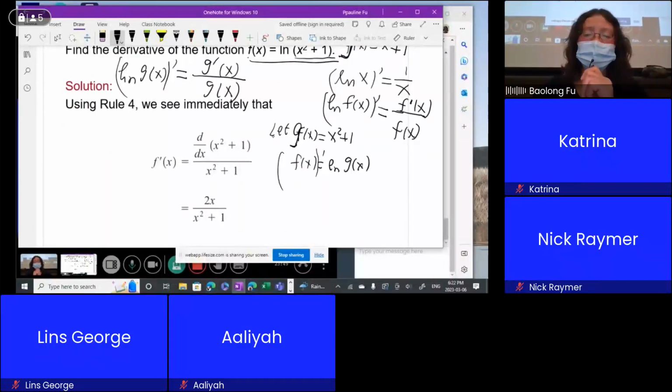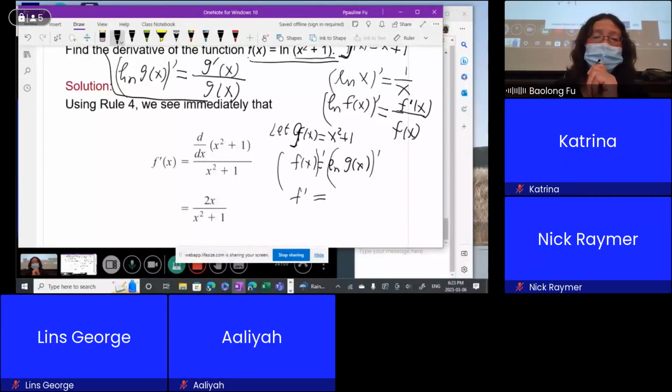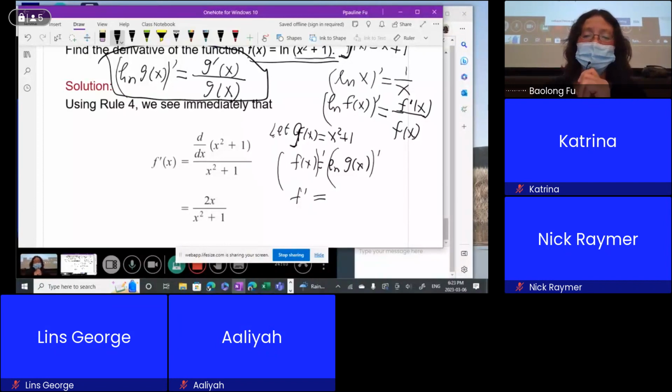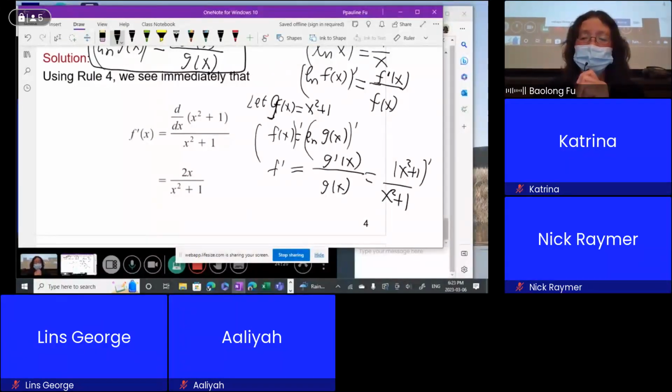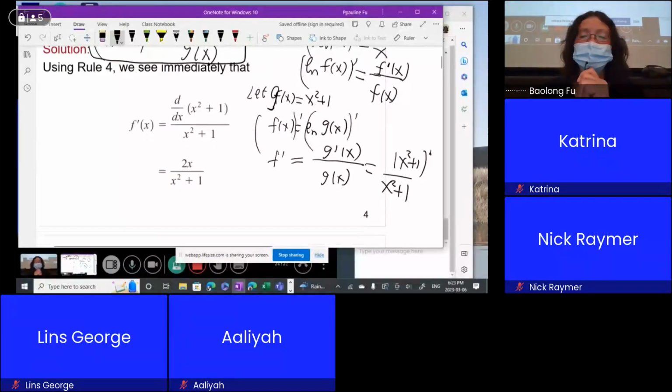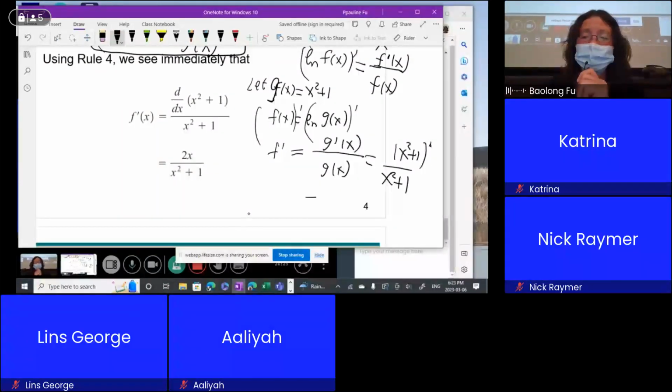Both sides you take derivative. Left-hand side is just derivative of f. Right-hand side use this. Right-hand side it is g prime x over g(x). Okay. Continue. g(x) is x squared plus 1. g prime x is derivative of x squared plus 1. So the final answer is 2x over x squared plus 1.